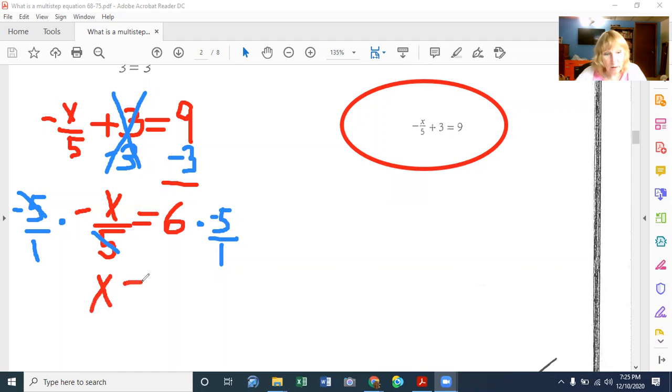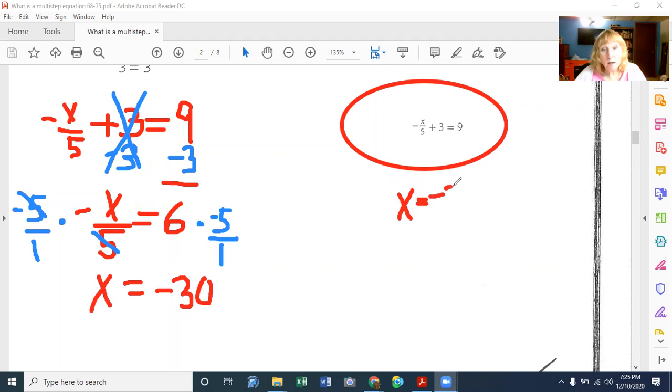So what I'm left with now is just the x, which is exactly what I want. And then I just do the math on the right side. I have 6 times negative 5, which is negative 30. So in this case, my answer to the problem, x is equal to negative 30.